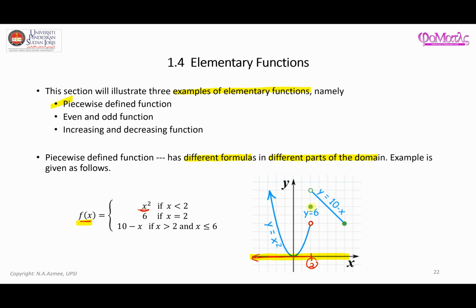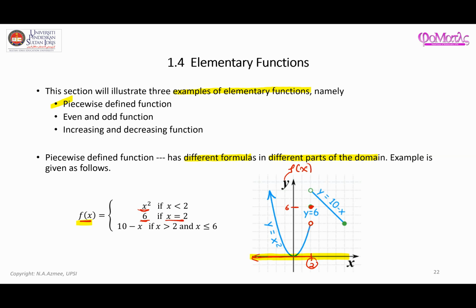Now at this particular point here, there is a full circle, which indicates that x is equal to 2. So this exactly includes 2 in the consideration, and when x is equal to 2, the value of y is equal to 6. So when x is 2, the value of y is 6, and we can say that f(x) is equal to 6. So y here is the same thing as f(x), okay?